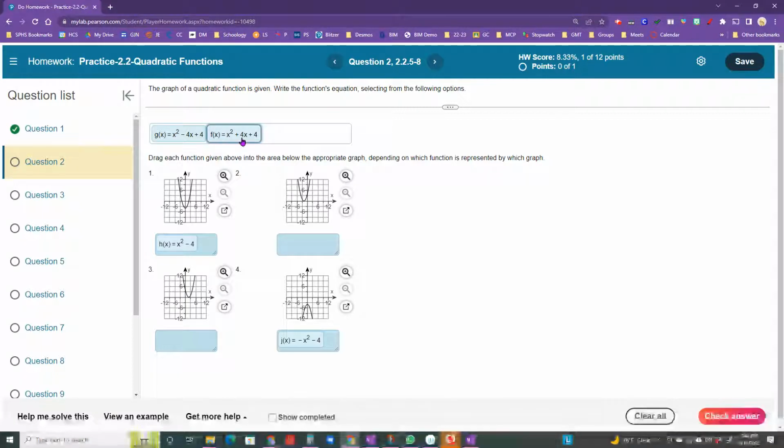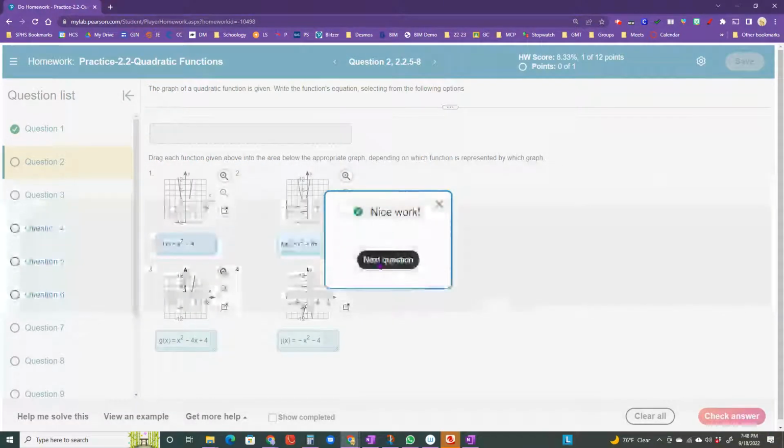If you look at these, the only difference in these two, they both have a y-intercept of 4, but that is a -4x and that has a +4x. So if you were to put it in the vertex form, then it would be x minus something, which means this guy's going to move to the right. So he is going to go here. And this one will go here. Check our answer. We're good to go.